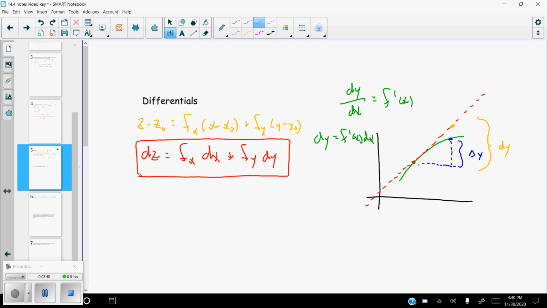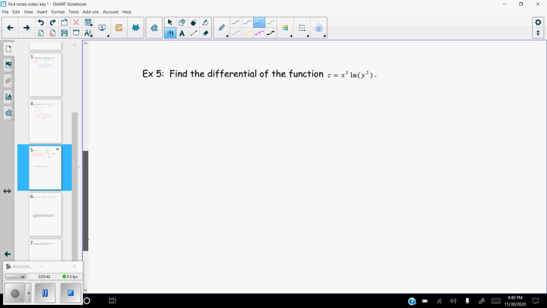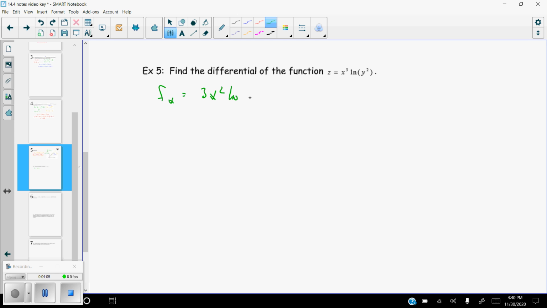All right, so let's go ahead and do an example. Let's find the differential of the function z equals x cubed ln of y squared. So, according to this, what we need is we need the partials. So let's do partial with respect to x. Well, that's going to be 3x squared ln of y squared.